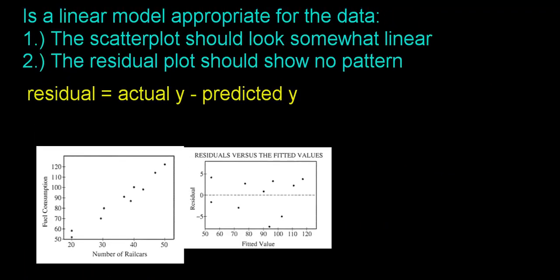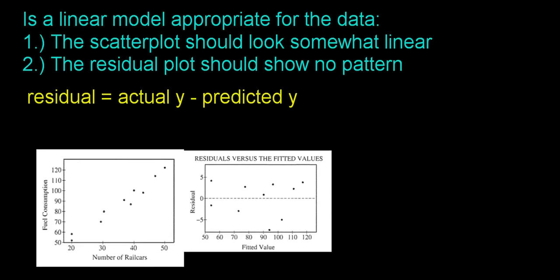All right, now another thing that is often covered on the AP Stats test is a linear model appropriate for your data? Meaning, if I'm going to use a line for my data, is using a line the right thing to do? Well, there's 2 really easy ways to check this. Number 1, the scatter plot should look somewhat linear. So if we go back to our scatter plot for rail cars versus fuel consumption, as long as you think that the data looks somewhat linear, that's one step closer to saying, yeah, I think using a line is appropriate.